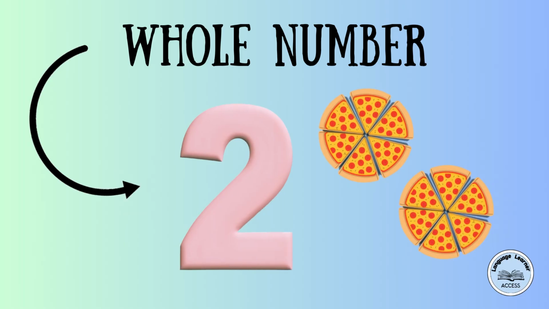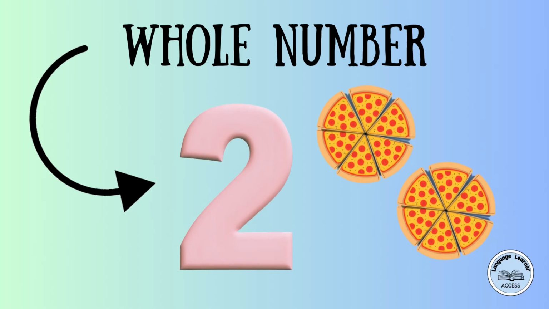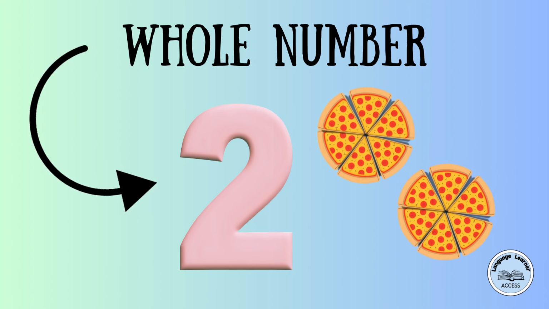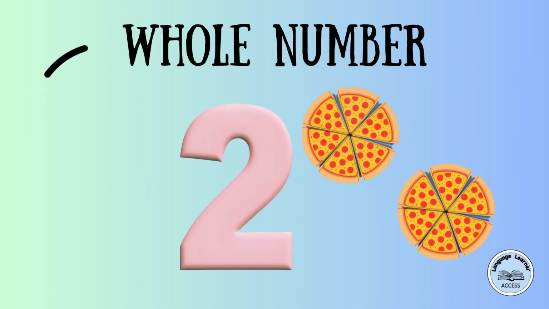Sometimes fractions are combined with a whole number. A whole number is a complete number, not broken down into a fraction. For example, 2 pizzas. The number 2 in this case is a whole number.